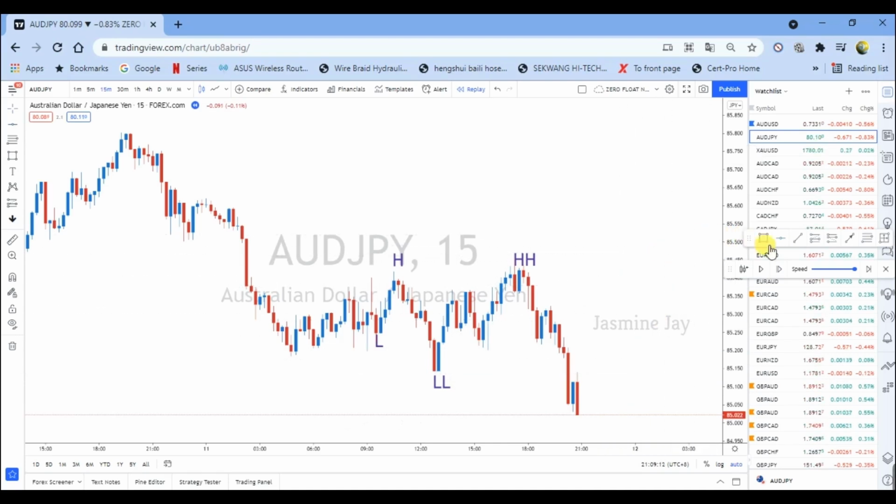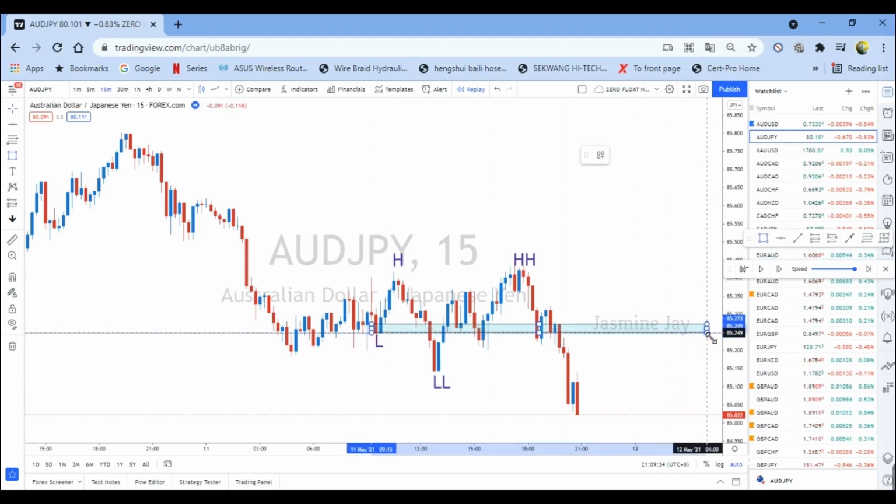So what we should do next is to draw it. First, we mark the horizontal line aligned with the left shoulder. Second, we mark our entry zone on the base of this body. See the drop, base, drop, this is the base. So we mark this body and it is aligned with our entry point.